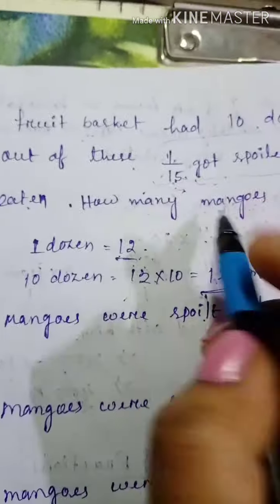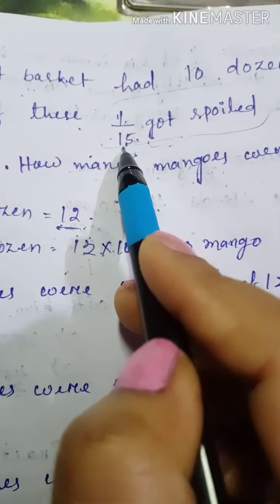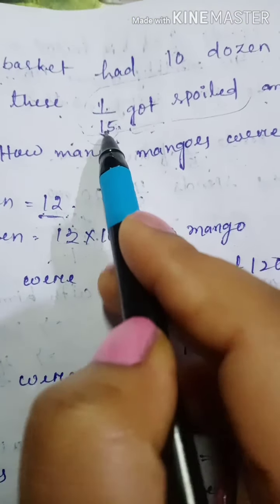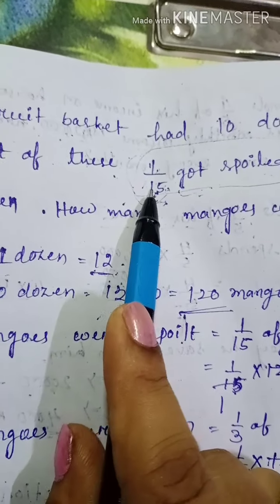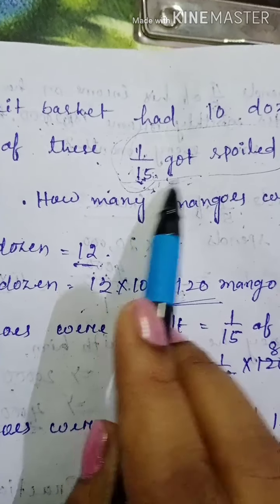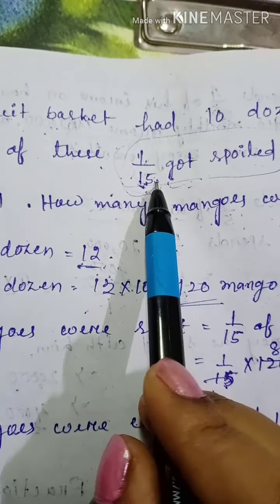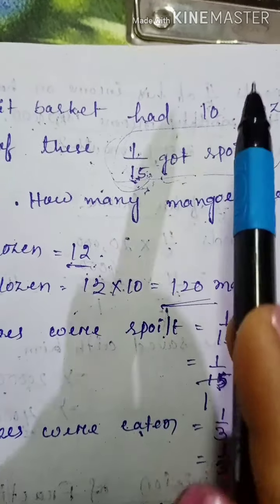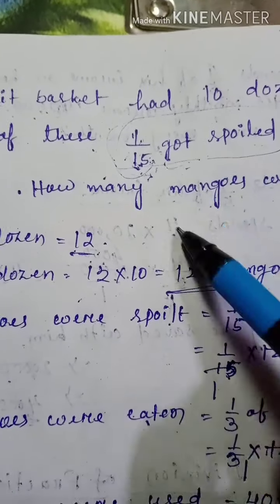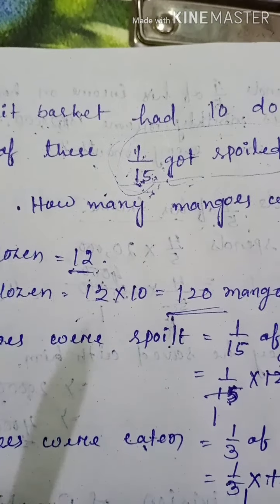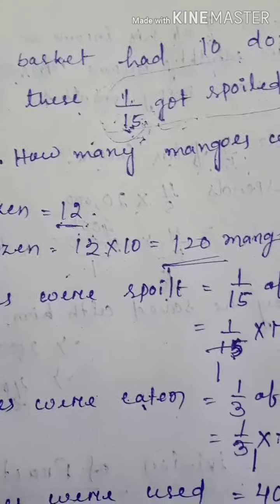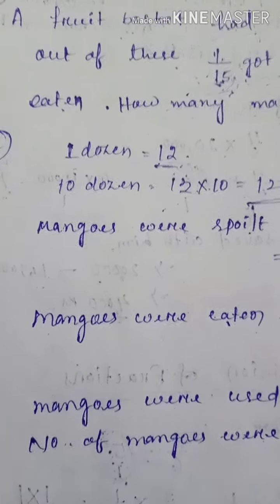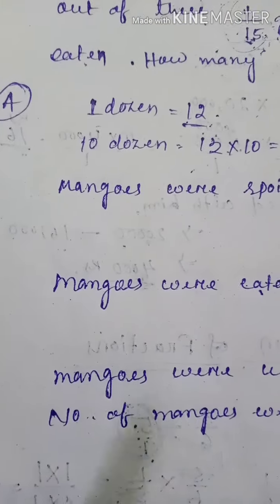In the question only the fraction is given. You have to find the actual number by converting the fraction into whole numbers, by multiplying the fraction with the total number which is given. Okay. Then you follow the next procedures. Next, another question in your book is given in question number 15.